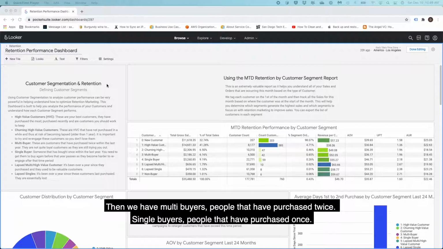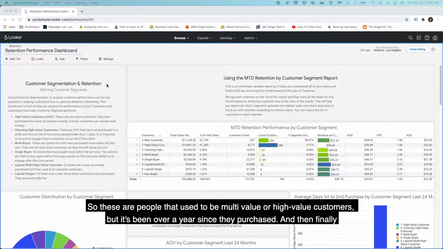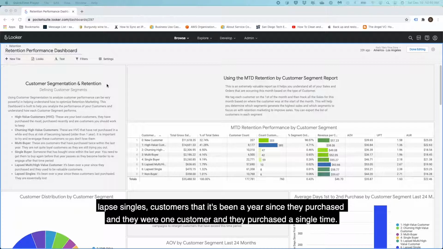Then we have multi-buyers, people that have purchased twice. Single buyers, people that have purchased once. Lapsed multi and high value customers. So these are people that used to be multi-buyers or high value customers, but it's been over a year since they purchased. And then finally, lapsed singles, customers that it's been a year since they purchased and they were a one-time customer who purchased a single time.